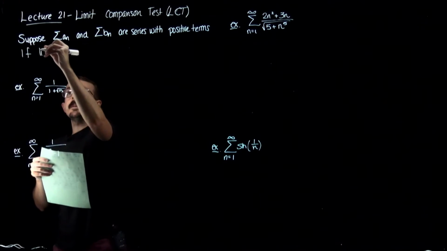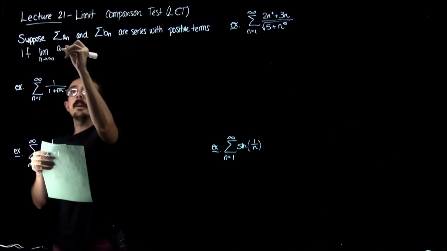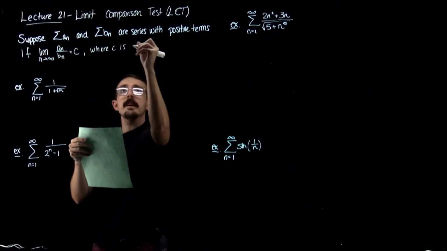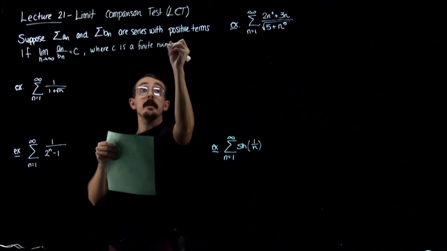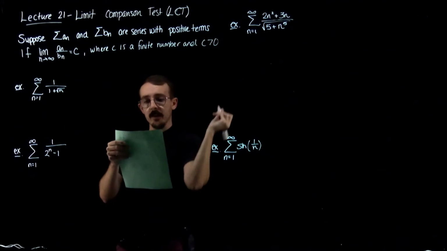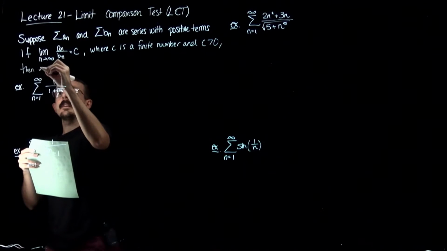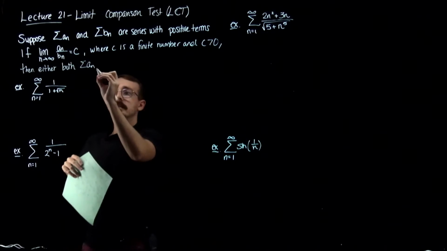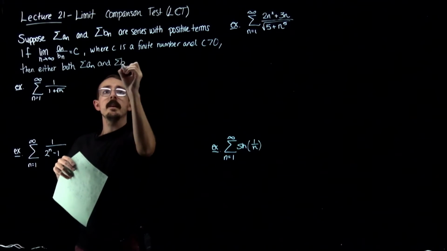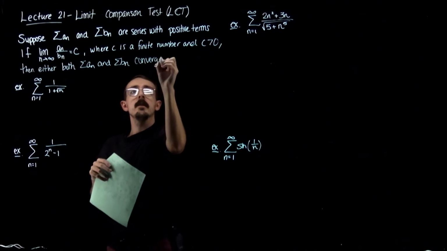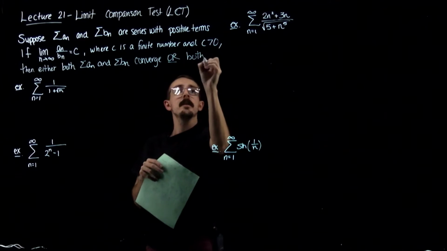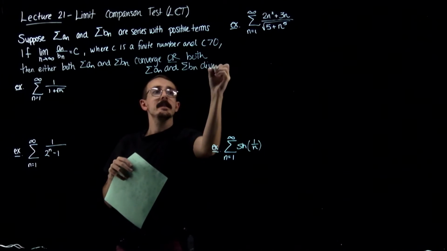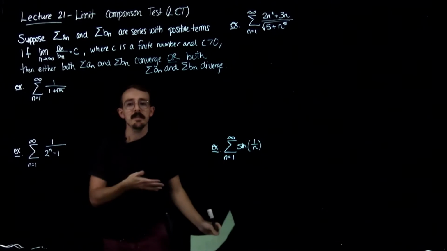If the limit as n goes to infinity of a of n over b of n is equal to c, where c is a finite number and c is greater than 0, then either both of the two series, summation a of n and b of n, converge, or both of the two, so I'll just write it again, both of the series diverge. So what happens is they both have the same behavior.